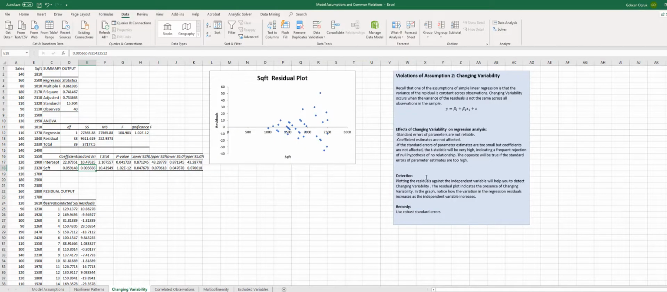And what is the remedy? So researchers use regression estimates along with a correction for the standard errors, often referred to as robust standard errors. Unfortunately, the current version of Excel doesn't include a correction for the standard errors. However, it's available on many statistical computer packages, including R.